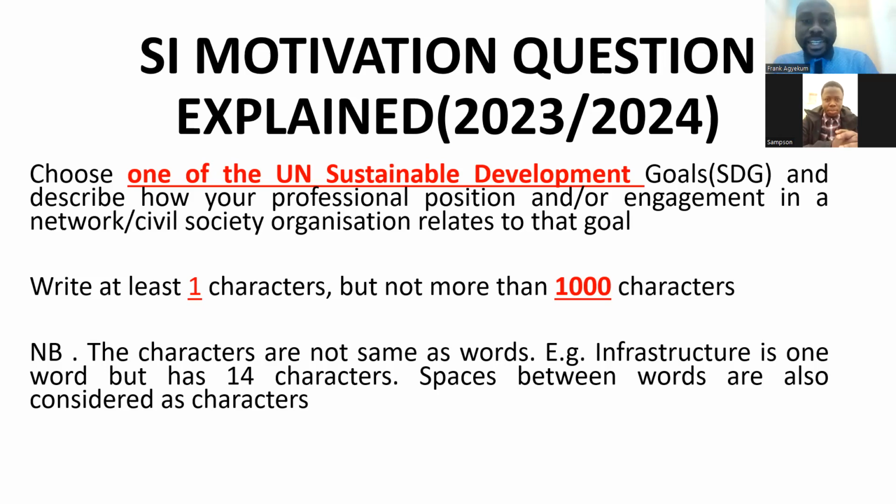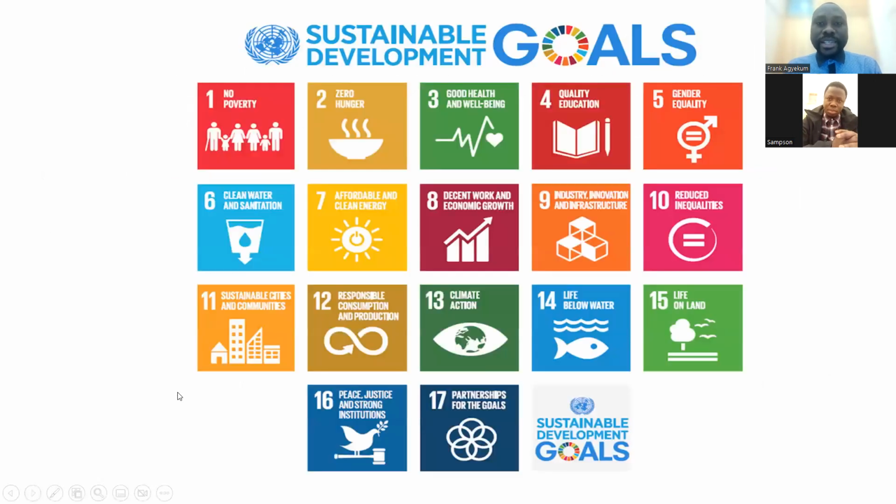So let's digest this question. Now, you are supposed to choose one of the UN Sustainable Development Goals. Please ensure that you choose one. You're not supposed to choose two, but one. And you describe how your professional position and engagement in a network or civil society organization relate to that goal. Now, these are the UN Sustainable Development Goals from goal number 1 to goal number 17.